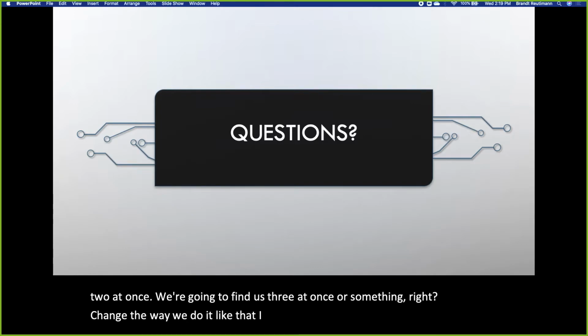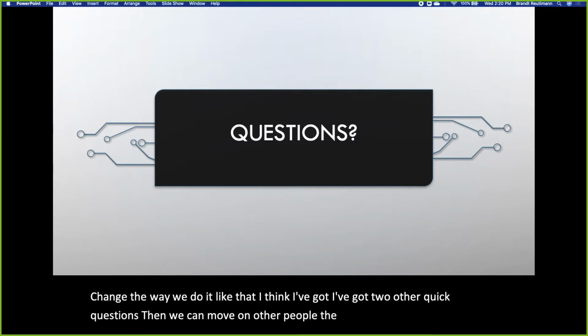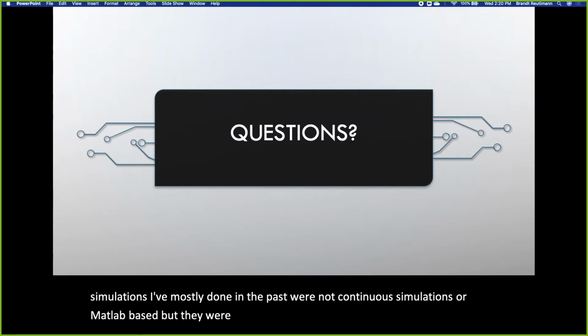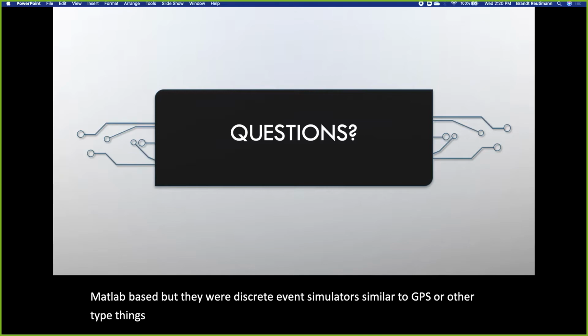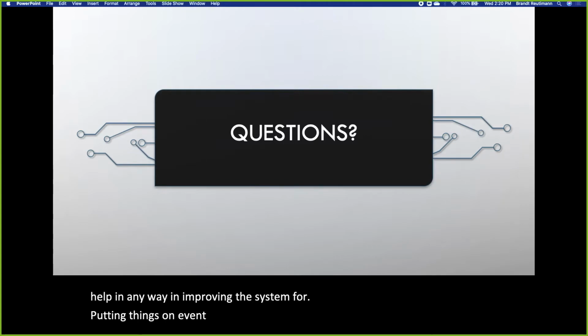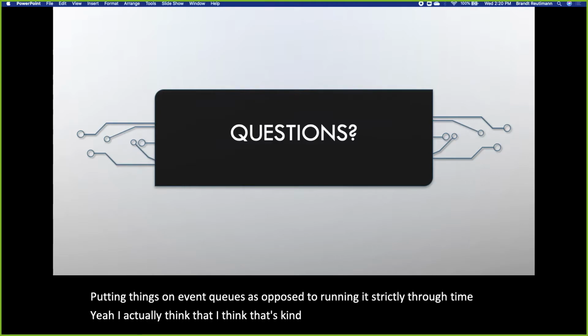All right. I've got two other quick questions, then we can move on to other people. The simulations I've mostly done in the past were not continuous or MATLAB based, but discrete event simulators, similar to GPSS. MATLAB and Simulink can be run in a discrete event mode. Would that help improve the system by putting things on event queues as opposed to running it strictly through time?